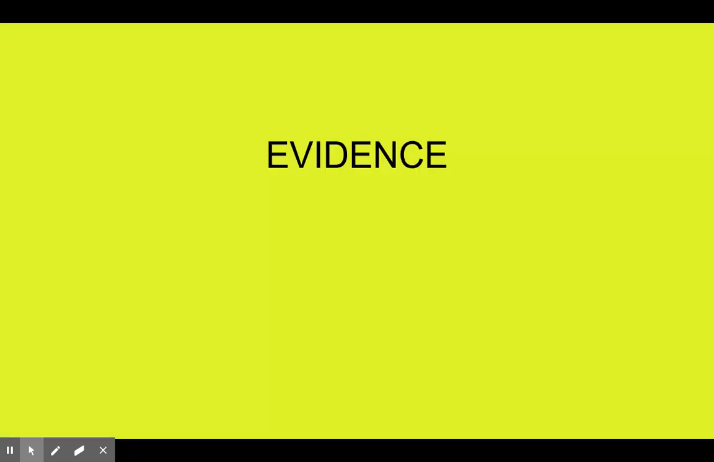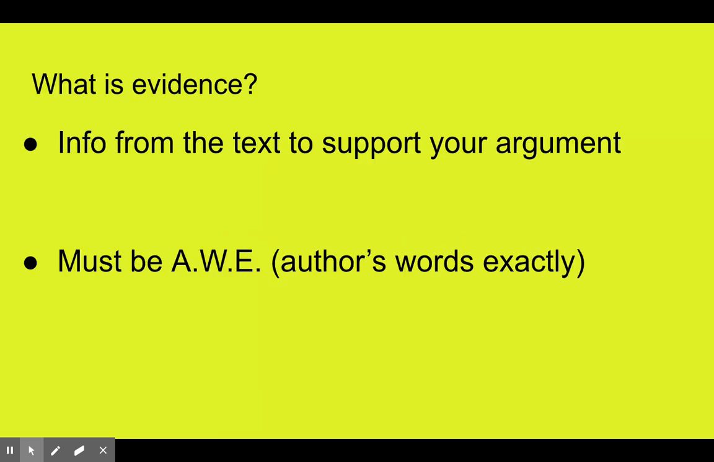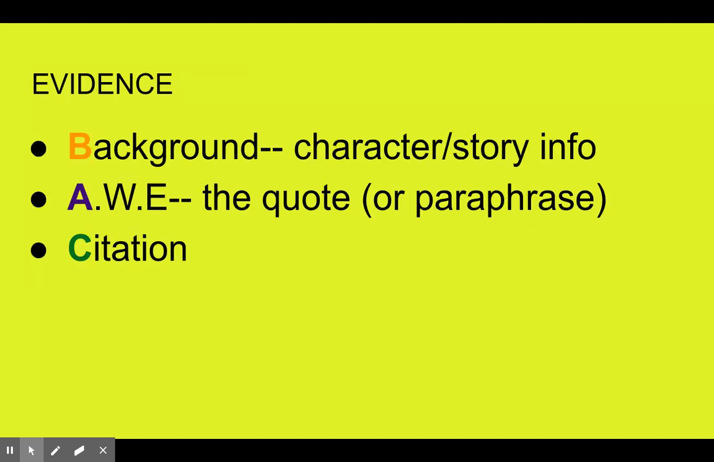Okay, so your evidence. You need at least 2 pieces of evidence in each body paragraph. Evidence is information from the text and it supports your argument, and it must be in author's words exactly. So when I just glance through your essay, there should be 2 E's, 2 quotations, 2 parentheticals in each body paragraph. You've got 2 body paragraphs, so I should see 4 E's, okay?